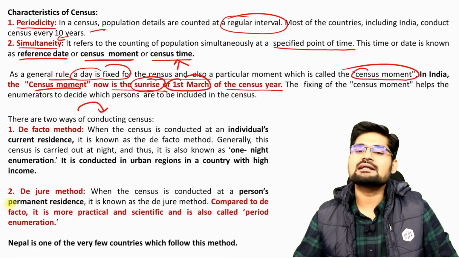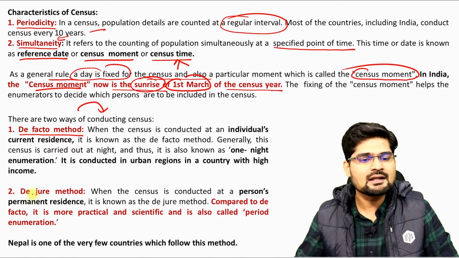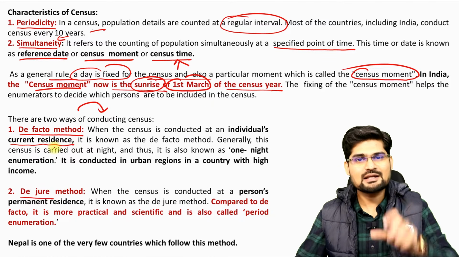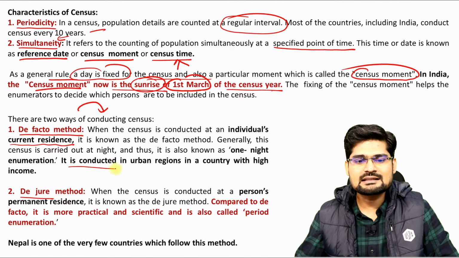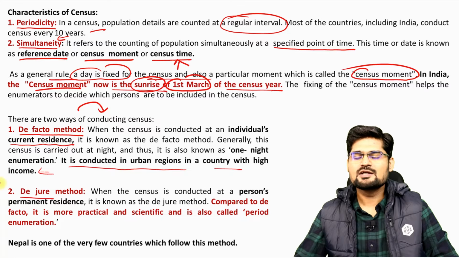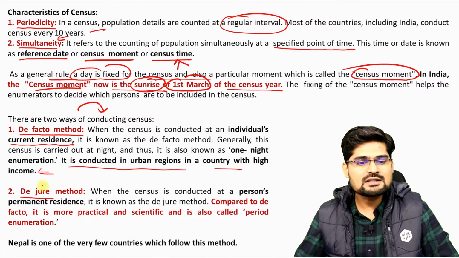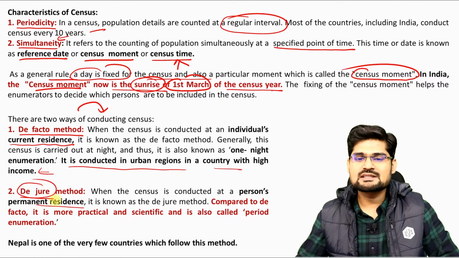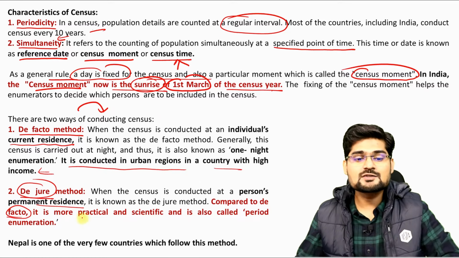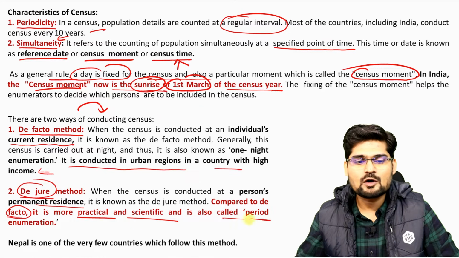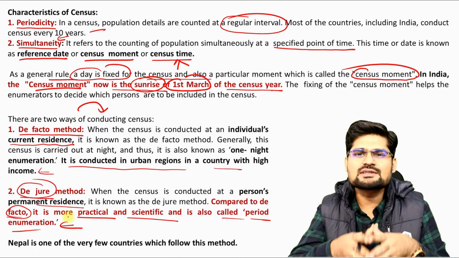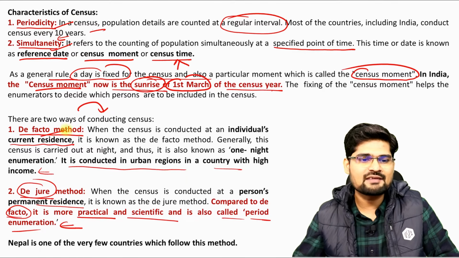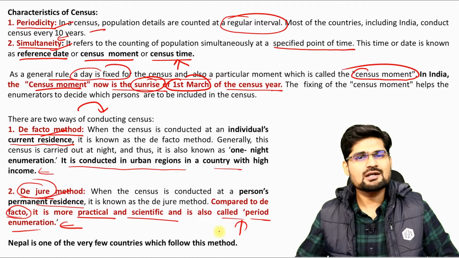Now there are two ways of conducting a census if you observe. One is called the de facto method and one is the de jure method. What is the de facto method? It's based on an individual's current residence, where the individual is residing right now, and it is conducted in urban regions and in countries with high income as well. It's just one night enumeration. Now what is the de jure method? It's about a person's permanent residence. Compared to the de facto method, it is more practical and scientific, and it's also called period enumeration. So these are some words you should learn when looking into sources of data under census: periodicity, simultaneity, de facto method, de jure method.